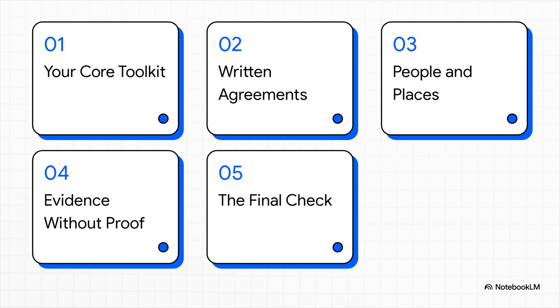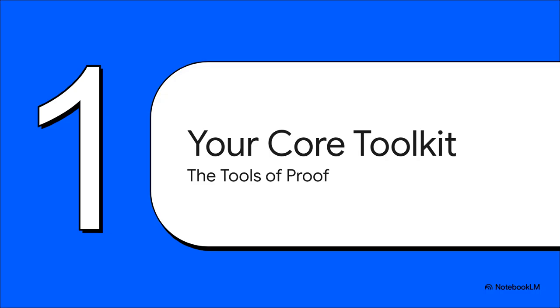So here's our plan of attack. We'll start with the absolute basics, your core evidentiary tools. Then we're going to dive into a really tricky area, written agreements. After that, we'll look at the nuances of reading people and places, and I'll show you some clever shortcuts, evidence without proof. And we'll finish with the final critical check you have to make for every witness. Okay, let's open the toolkit.